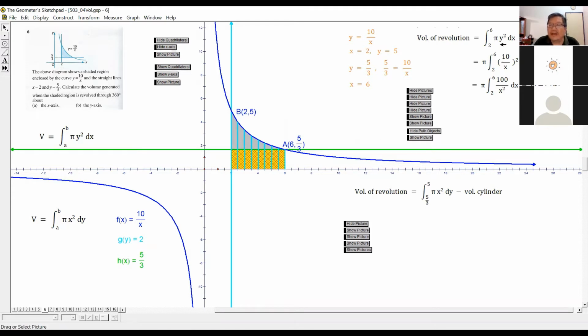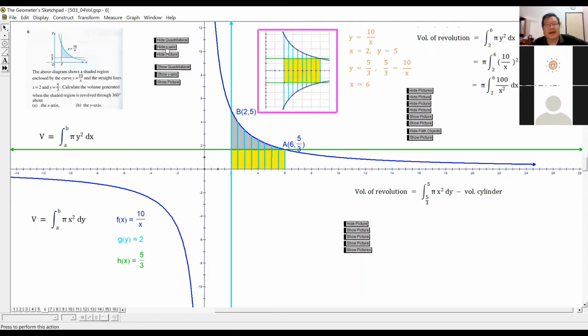So the blue color is actually the integral from 2 to 6 of pi y squared dx. Why pi y squared dx? Because it is rotated about the x-axis, and the y is this curve, the dark blue line. So this whole thing will give you an area like this, right? The whole thing is rotated about the x-axis. Finally, you end up having something like this.